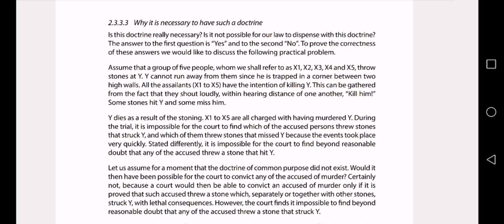Why is it necessary to have such a doctrine? Is this doctrine really necessary? Is it not possible for our law to dispense with this doctrine? The answer to the first question is yes, and the second, no. To prove the correctness of these answers, we would like to discuss the following practical problems.